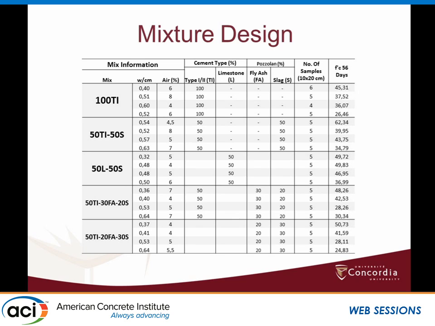These are the mixture designs that we have. The first one is 100 Ti, that means 100% Portland cement. The last four are a combination of Portland cement and supplementary cementitious material like slag and fly ash. And the third one is limestone with slag, only to see how the pore network changes. I am not going to go through this in detail. I can explain later.